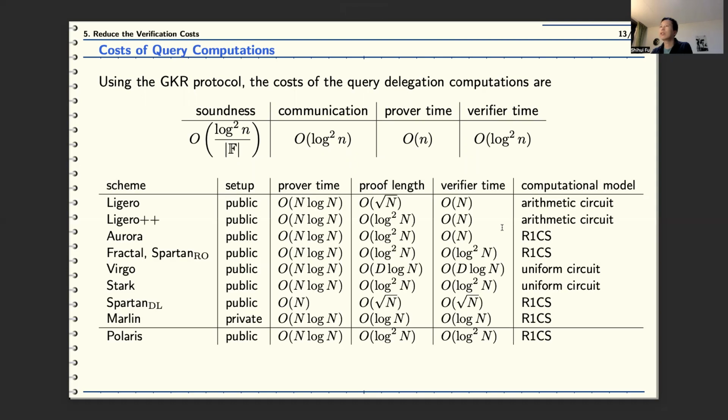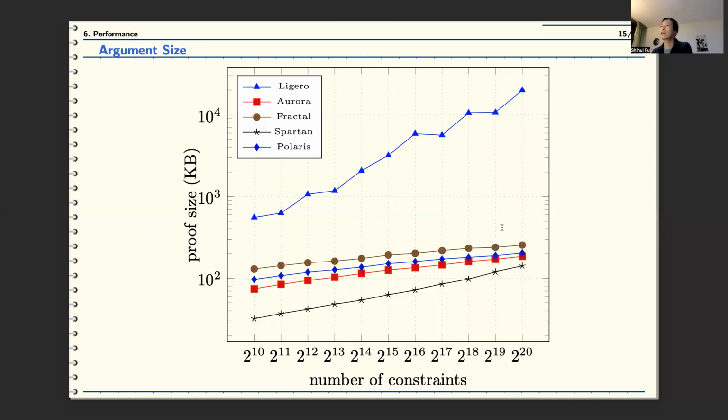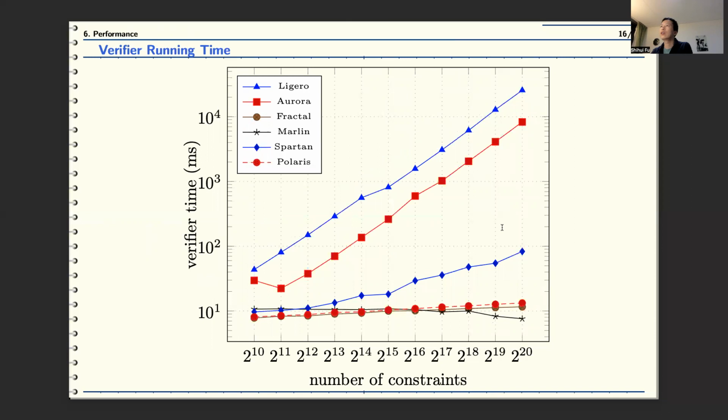The table below is the overall complexity and the comparison with some other schemes. We also have some concrete benchmarks. Here is the proof running time. Here is the argument size and verifier running time. Our scheme is not one that wins in every perspective, but it can provide a trade-off in some practical applications.